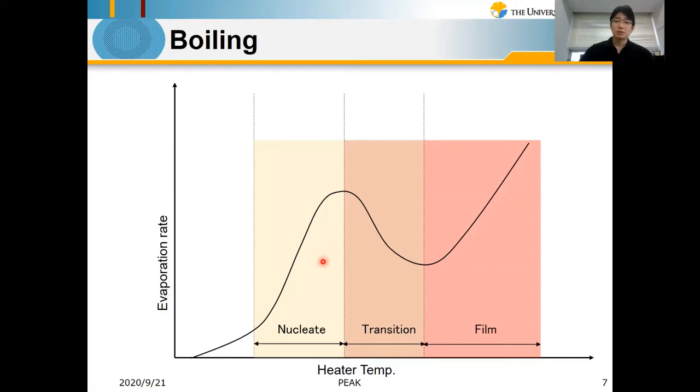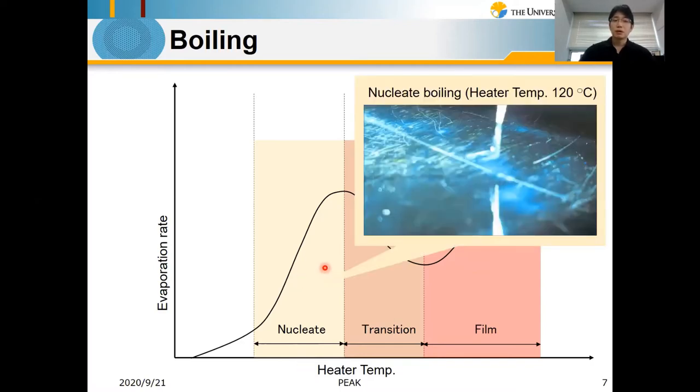However, many of you don't know that there are three types of boiling. Nucleate boiling, transition boiling, and film boiling. This is a graph. You can see, this is a graph of evaporation rate and temperature. In this graph, you can see three regions related to the evaporation rate and also heater temperatures. I will explain these three with a movie. At first, the temperature of the hot plate was 120 degrees C. Of course, this is a region of nucleate boiling.